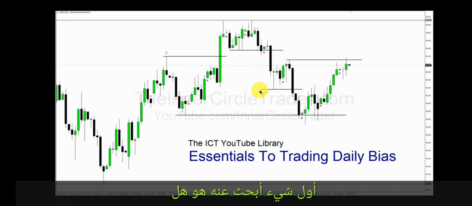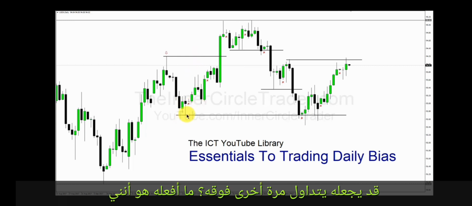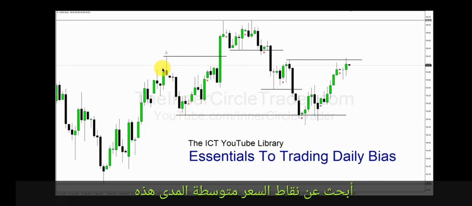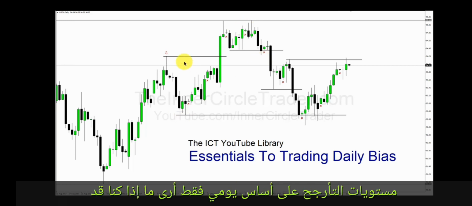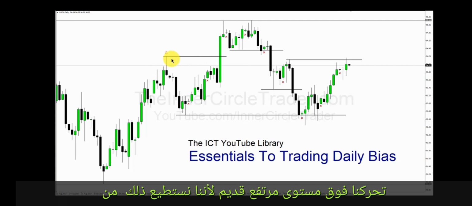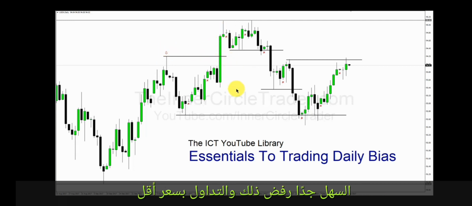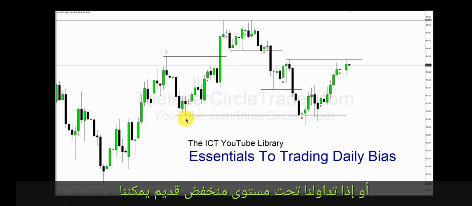The first thing I look for is, are we coming off of a run above an old high that may see it trade back below it, or are we trading below an old low that may see it trade back above it? What I do is I look for these intermediate-term price points and swing highs and swing lows on the daily to see if we have moved above an old high, because we could very easily reject that and trade lower, or if we trade below an old low, we could see it come back above it and stay inside the previously determined range.